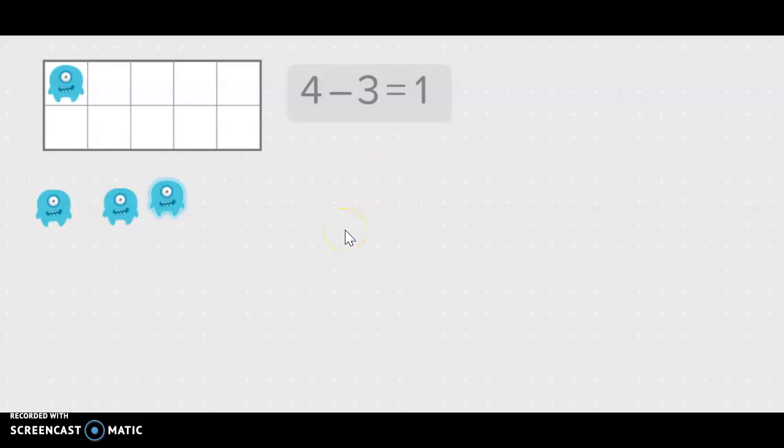All right, everyone, it is now your turn to go and practice subtraction using your 10 frames.